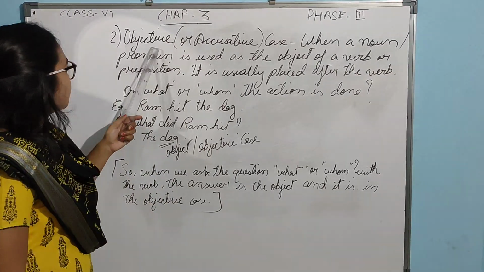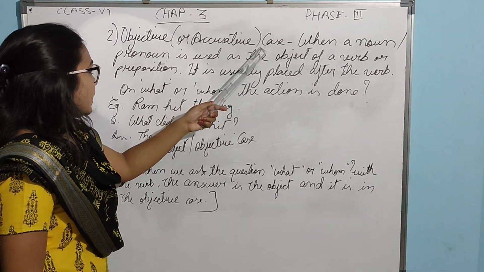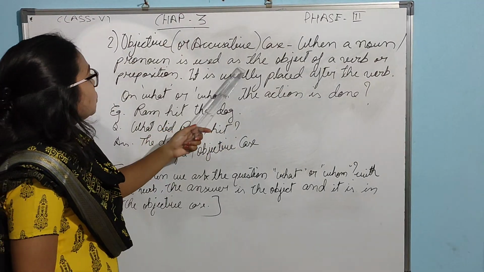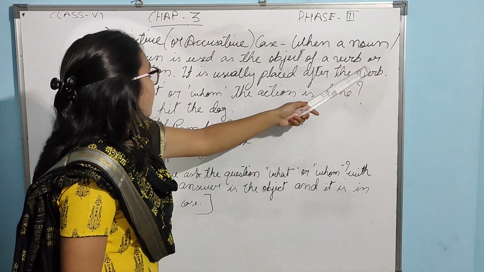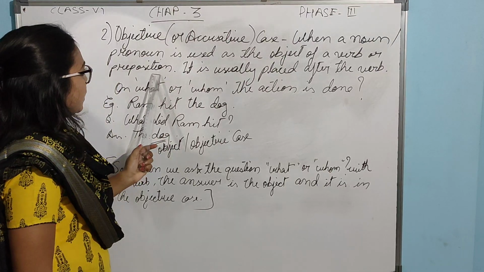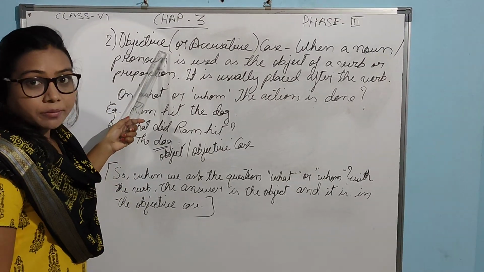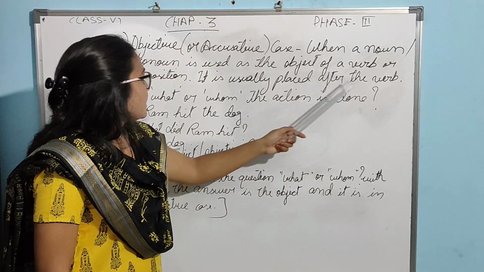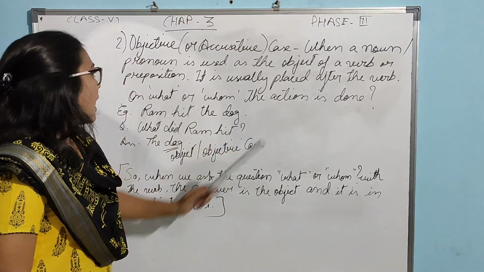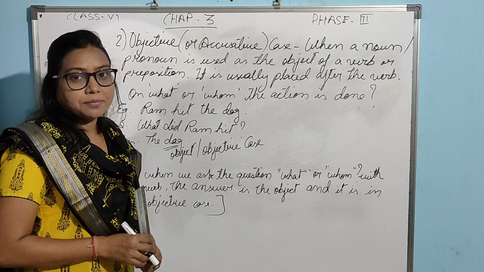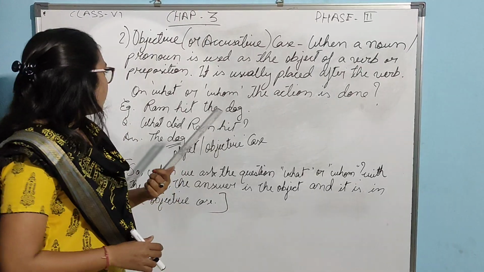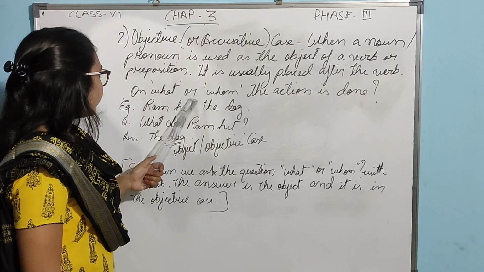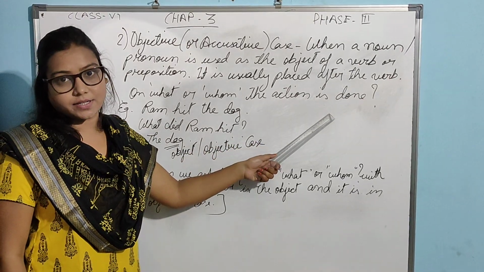Next is the objective or accusative case. When a noun or pronoun is used as the object of a verb or preposition, it is said to be in the objective or accusative case. It is usually placed after the verb. And again, how to find out the object of a verb? So what we'll have to do? We'll have to ask the question like on what or whom the action is done.